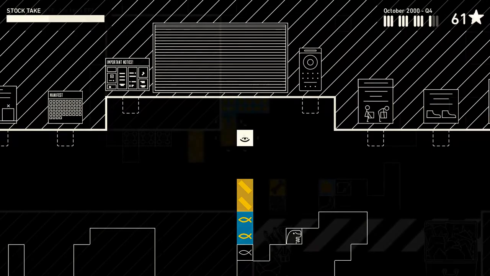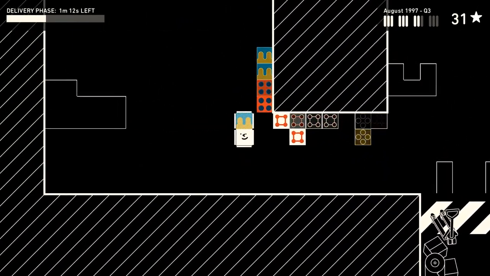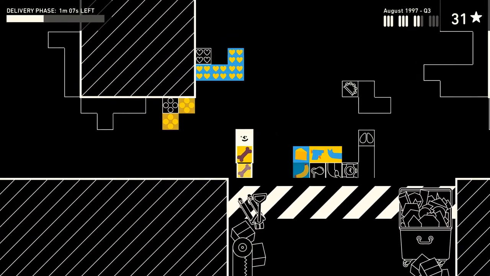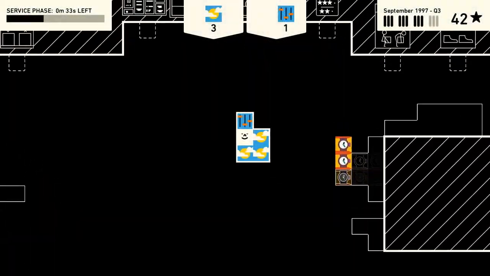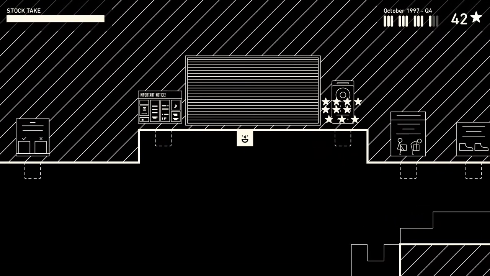Keep in mind you only get a certain amount of time between serving co-workers to arrange your stock, so try not to make it too fancy unless during a stock take. When serving your colleagues, you have the potential to earn varying amounts of performance stars based on how fast you can serve them. Performance stars are this game's currency, which are spent on various passives and simple abilities to help you out around the warehouse.